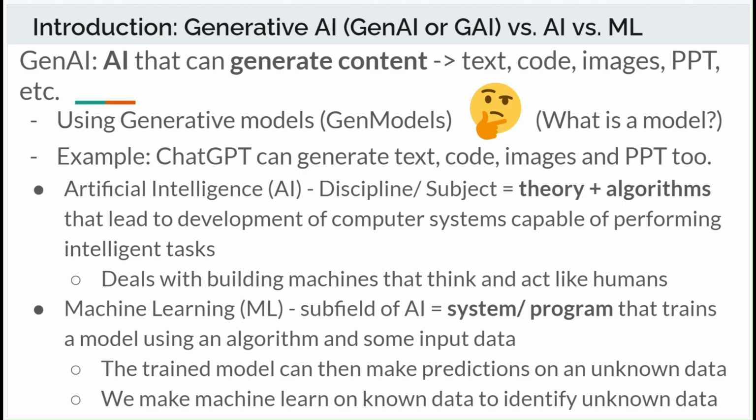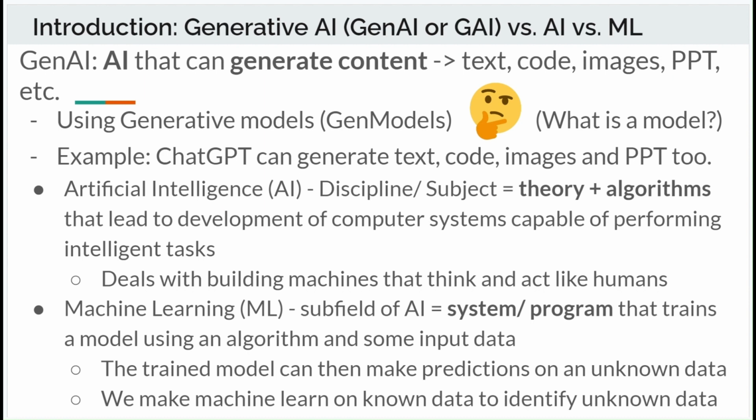So, what is generative AI or GenAI or GAI as it is called in different forms? And how is it different from AI and machine learning? So, generative AI is basically an AI that can generate new content for you. So, the content can be of different forms. It can be in the form of text, code, images, PPT, etc.